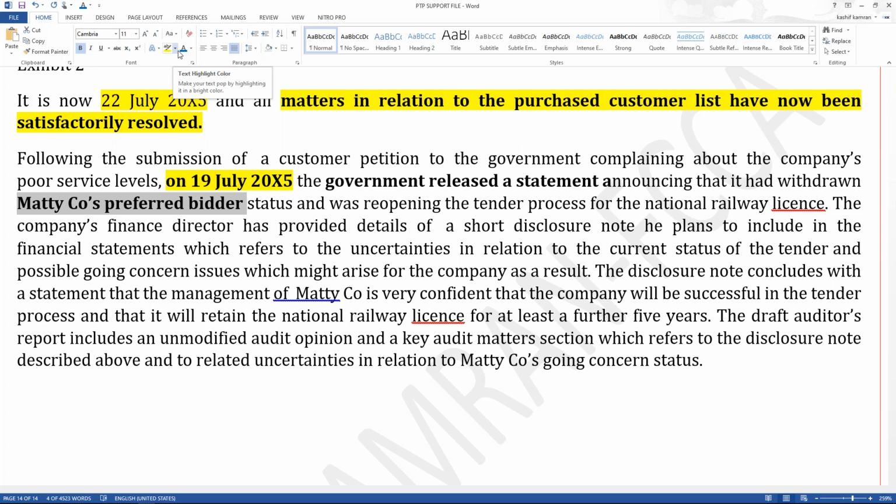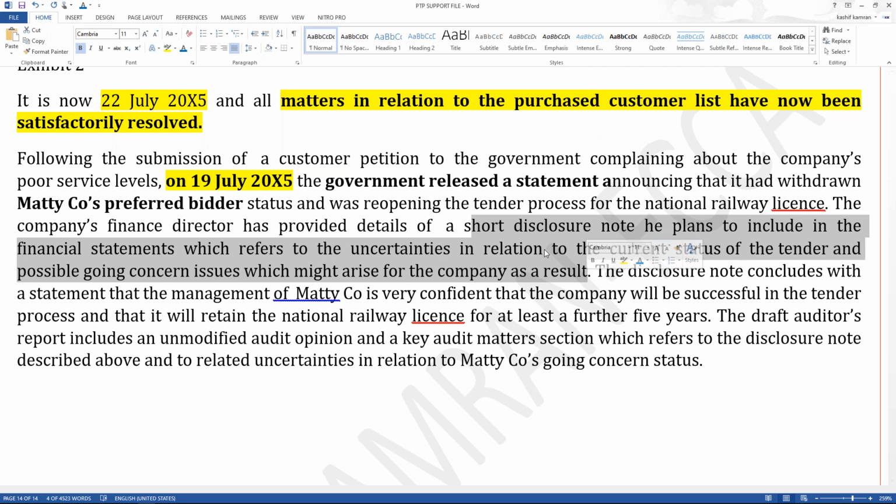No, the company will still not liquidate, Hamza, but the material uncertainties will become more evident. Not 100% of the revenue is coming from the train business, right? So we're not saying the company is closing down, but the material uncertainties are escalating. Okay, the company's finance director has provided details of a short disclosure note he plans to include in the financial statement, which refers to the uncertainty in relation to the current status of the tender and possible going concern issues which might arise as a result.